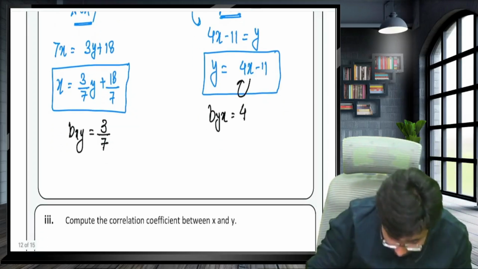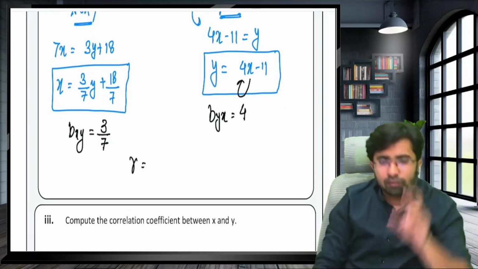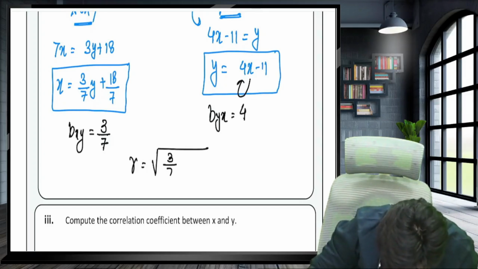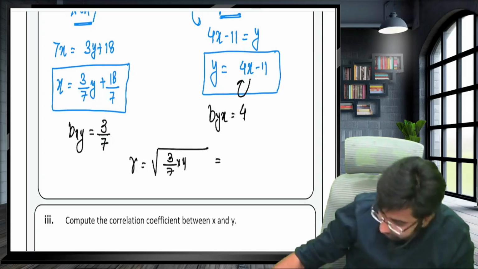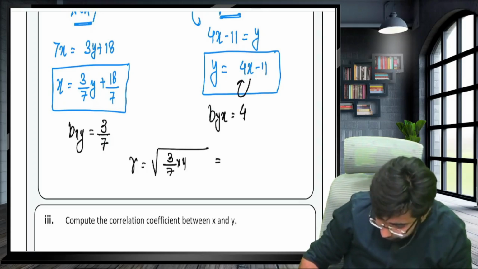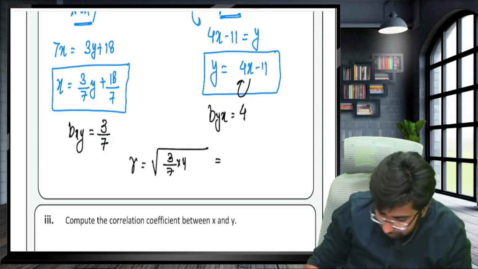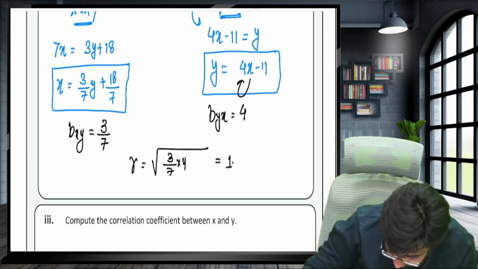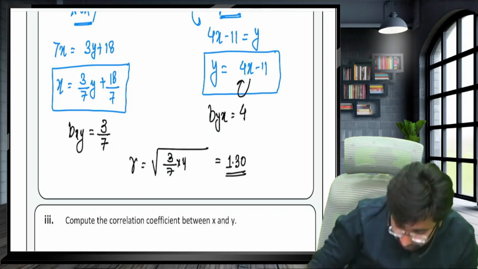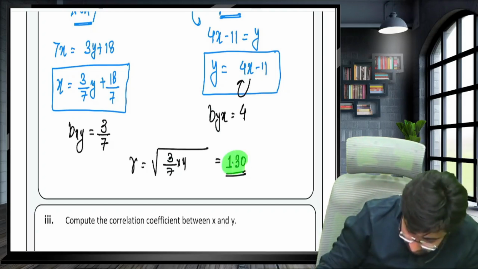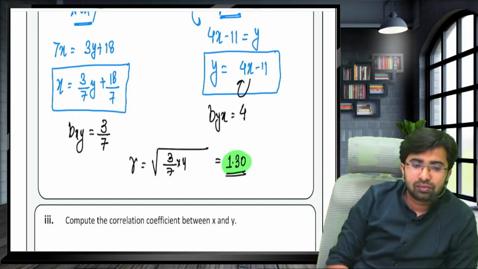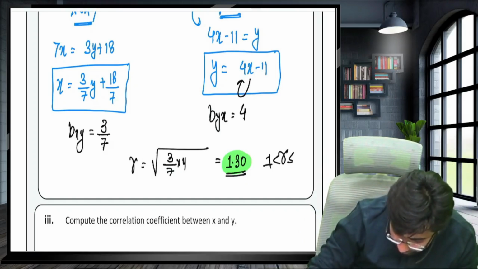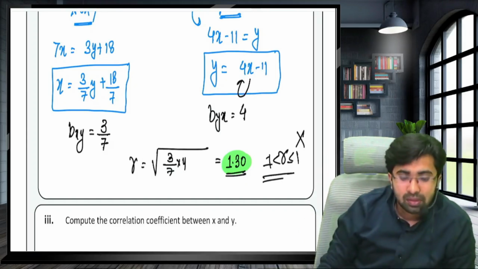Guys, now let's compute r. Both are positive, so I will take positive outside the under root. 3 by 7 multiplied by 4. Let's solve it. 3 into 4 divided by 7 is 1.71, so r is under root 1.30, that is 1.30. Guys, can I say this is not possible? Because my r should be between minus 1 to 1. This is wrong. So my assumption is wrong.